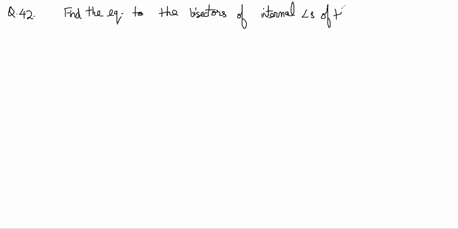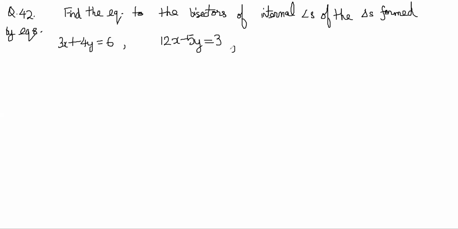Question number 42. Find the equation of the bisectors of internal angles of the triangle formed by the given sides. One side is 3x plus 4y is equal to 6. The other side is 12x minus 5y is equal to 3. And another side is 4x minus 3y plus 12 equal to 0. Right?